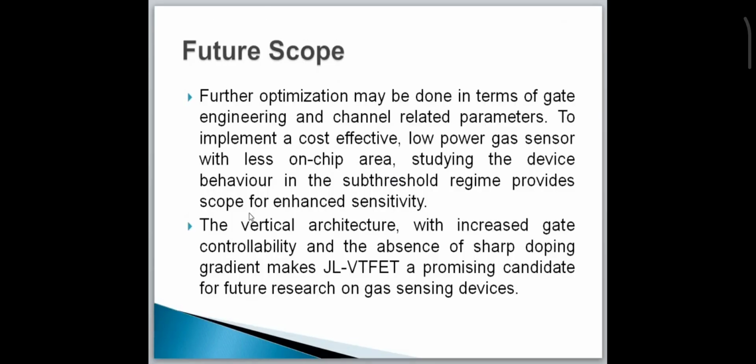Next, the last one is the future scope. Further optimization may be done in terms of gate engineering and channel related parameters to implement a cost effective, low power gas sensor with less on-chip area. Studying the device behavior in the subthreshold region provides scope for enhanced sensitivity of the gas sensor. Second, the vertical architecture with increased gate controllability and the absence of a sharp doping gradient makes the junctionless vertical TFET a promising candidate for future research on gas sensing devices.